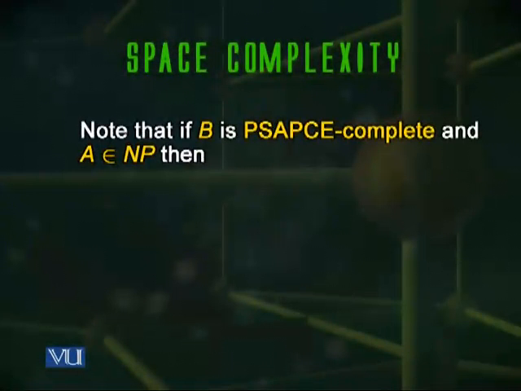Consequences which are so far-reaching that it gives us evidence that this language is not going to be in P. Therefore, we use the notion of polynomial time reducibility. Let us make one observation.